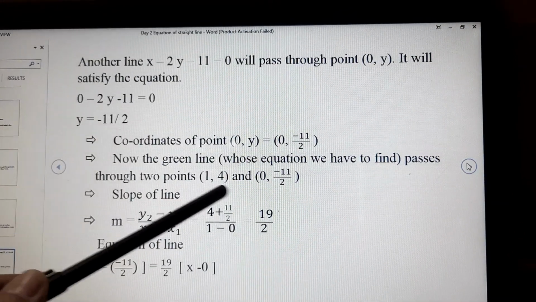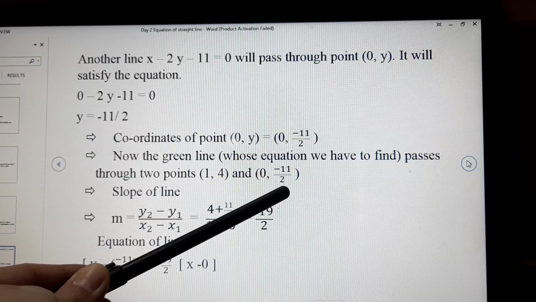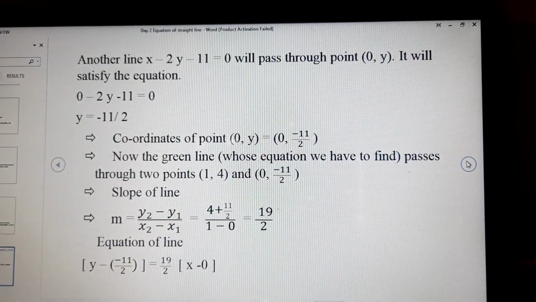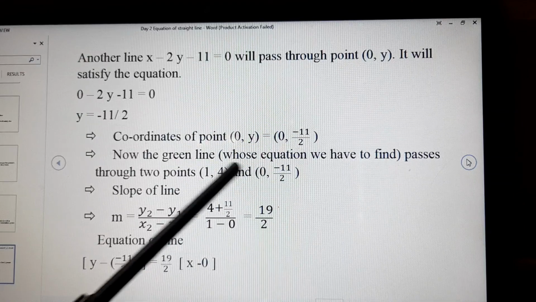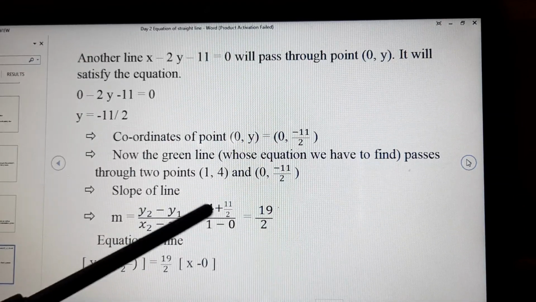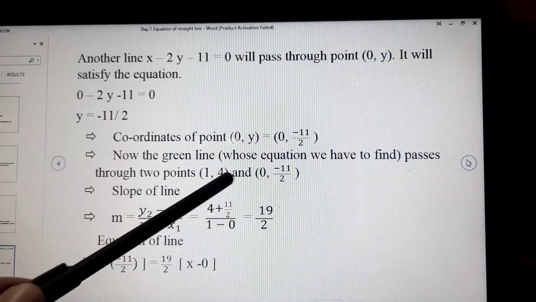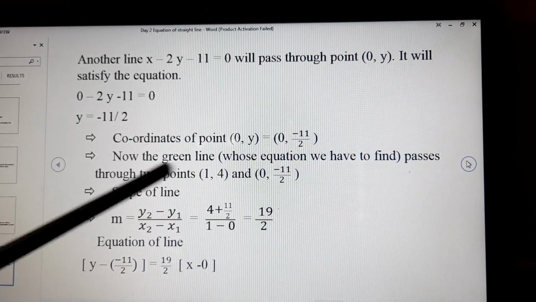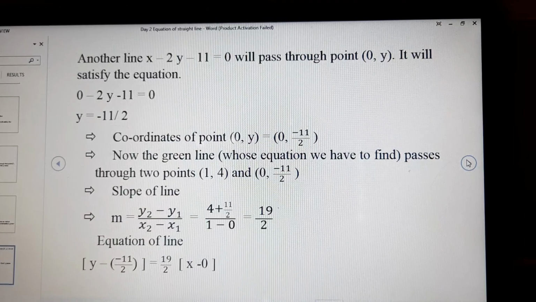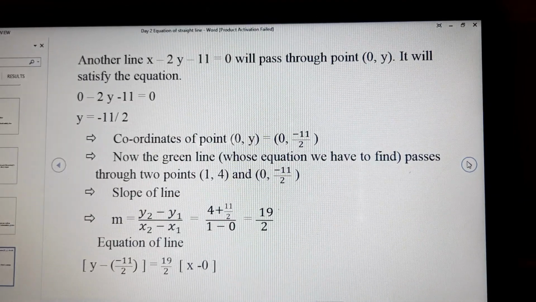So we can easily calculate the slope by y2 minus y1 upon x2 minus x1: minus 11 upon 2 minus 4, 0 minus 1. Or you can use it either way: 4 minus minus 11 upon 2, so minus minus becomes plus, over 1 minus 0. Clear? Slope becomes 19 upon 2.